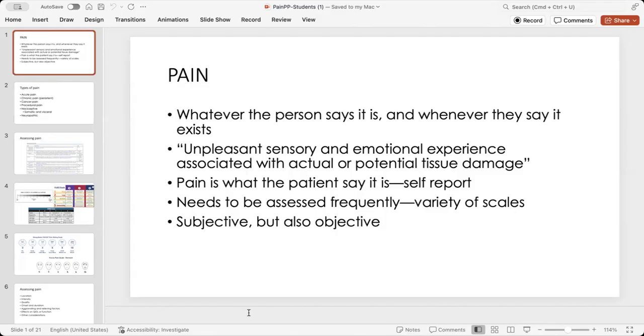The best pain report or pain assessment is whatever the patient says it is, a self-report. If they can tell you a number or on a scale, that is going to be your best report. Okay. It needs to be assessed frequently. How often are you assessing pain? Maybe every hour if it's severe. Okay. What else do you do?